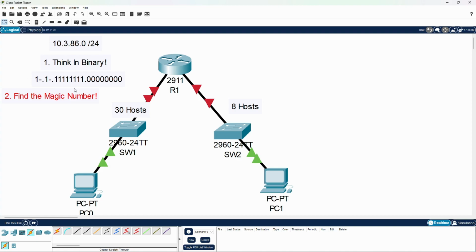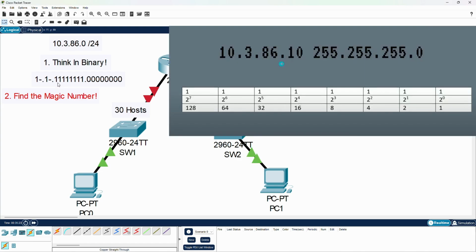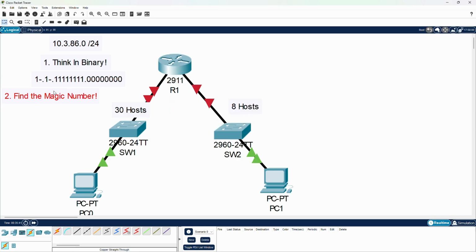The magic number is the decimal number associated with the last network bit, which is, of course, the last one. Think back to last lesson where I had mentioned and emphasized the importance of memorizing 128, 64, 32, 16, 8, 4, 2, 1. Think back to that time. This is where it's going to really come in handy, because when I apply it to this octet, it gives me my magic number. So let me show you.